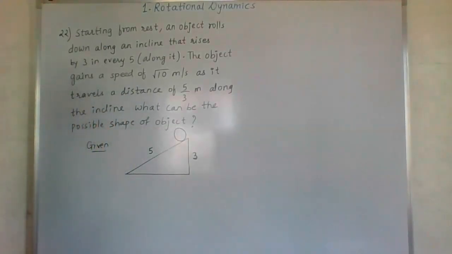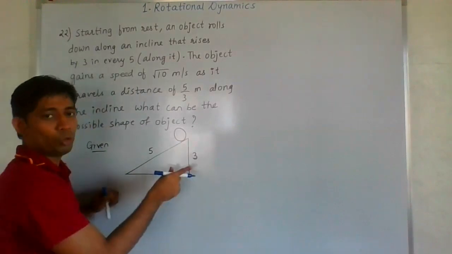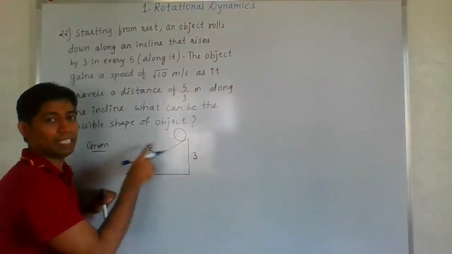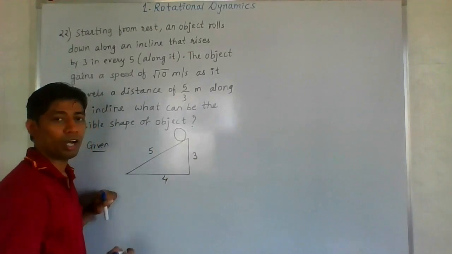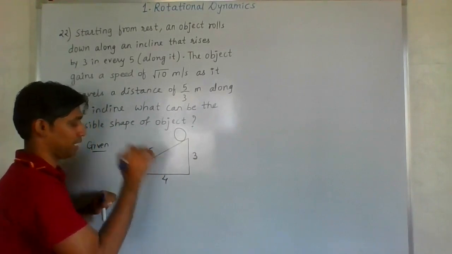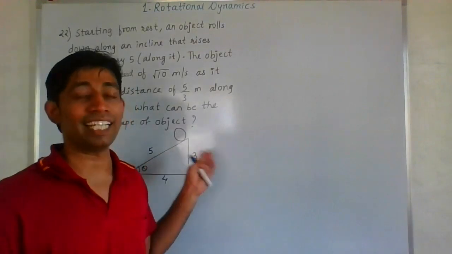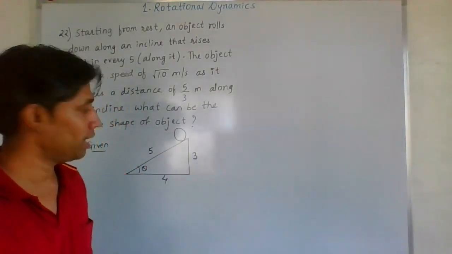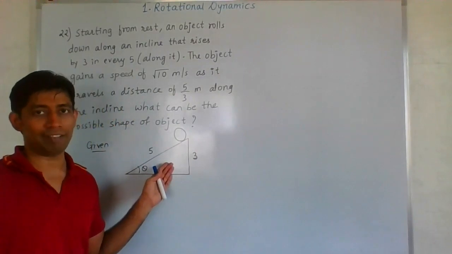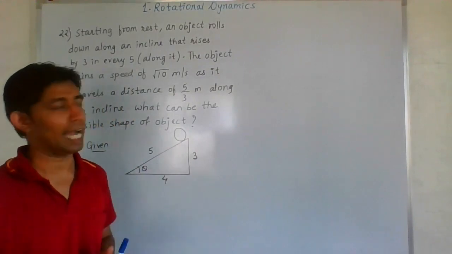Okay, quite an interesting line to understand. So you know that Pythagoras triplet, this is 3, this is 5, so definitely this will be 4. And this angle is theta. So you will understand from the diagram. We covered a theory topic on this in lecture number 13. Now observe, we are going to use the same formula that was taught in lecture number 13.